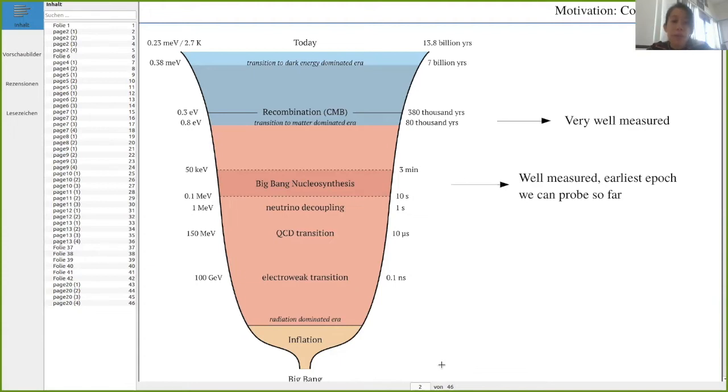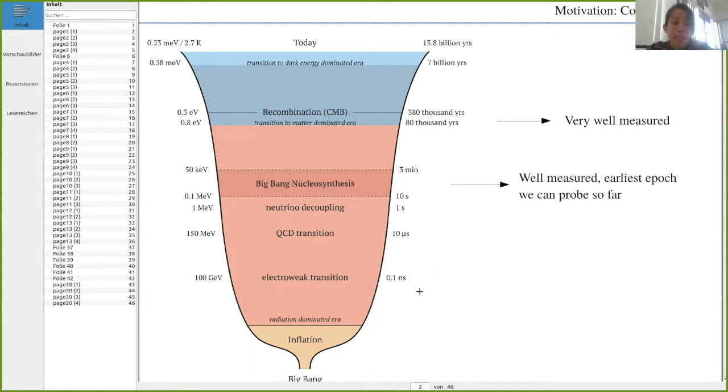We have a very good understanding as well about the formation of the first nuclei in the MeV to keV range, called Big Bang nucleosynthesis. So this epoch, Big Bang nucleosynthesis, is also the earliest epoch we can probe at the moment. But of course, before this, there's also a lot of interesting physics going on. There are at least two epochs where possible phase transitions could occur.